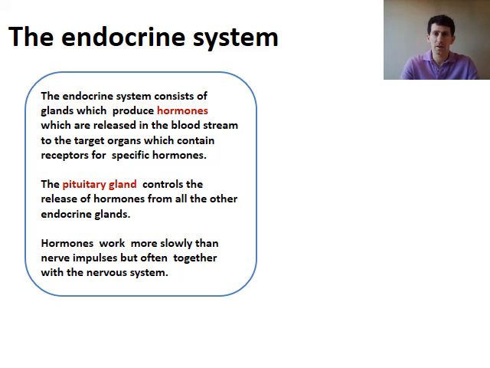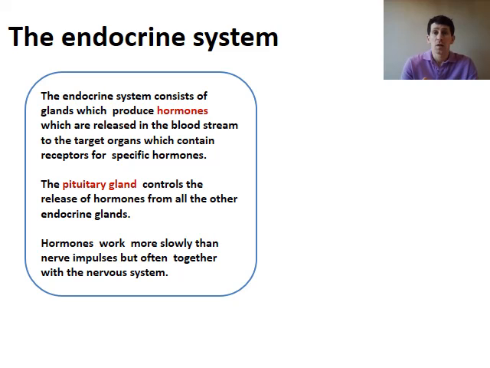So we're going to have a look at the endocrine system first. The endocrine system consists of glands which produce hormones. Okay, and these hormones are then released into the bloodstream. They travel in the bloodstream until they reach their target organ. And the target organs will always have a specific receptor for that particular hormone.